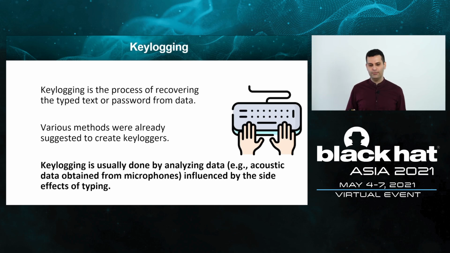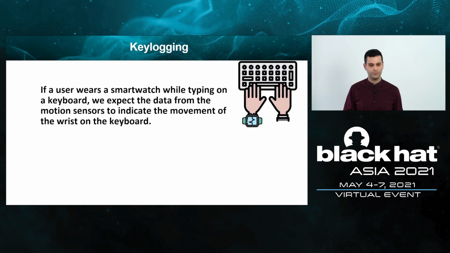Now, keylogging is usually done by analyzing data influenced by the side effects of typing. For example, acoustic data obtained from a microphone can be used to identify the keys that are typed or pressed. Now, if a user wears a smartwatch while typing on a keyboard, we expect the data from the motion sensor to indicate the movement of the wrist on the keyboard.